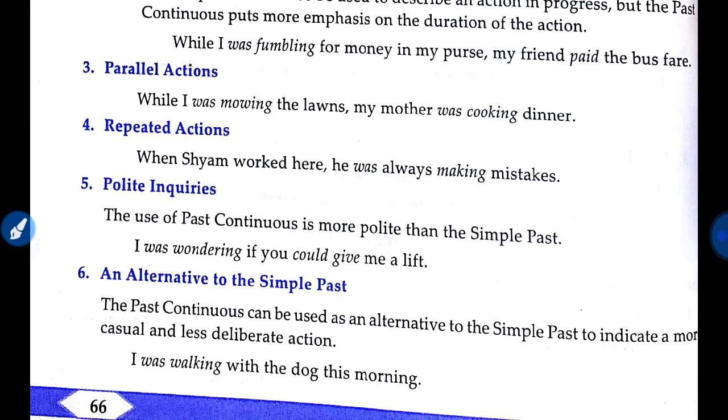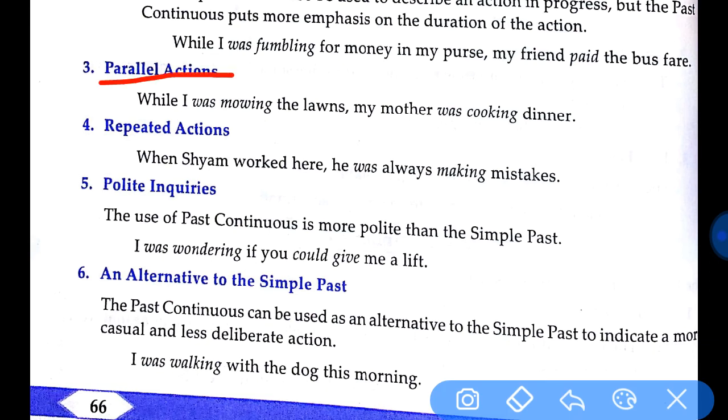So we have another form: when a parallel action happens. While I was mowing the lawn, my mother was cooking dinner. Two actions happening at a time. That is a parallel action. Two actions happening at the same time.